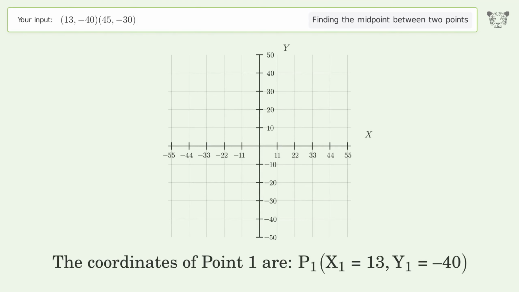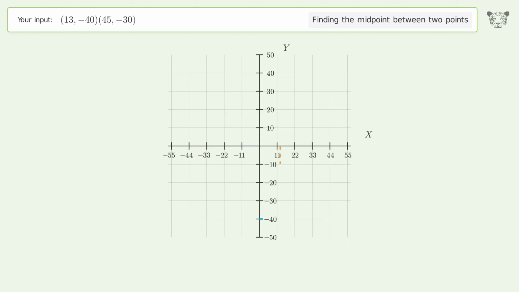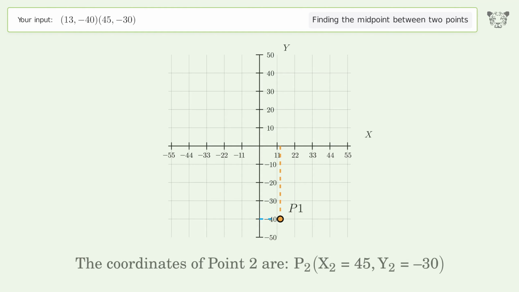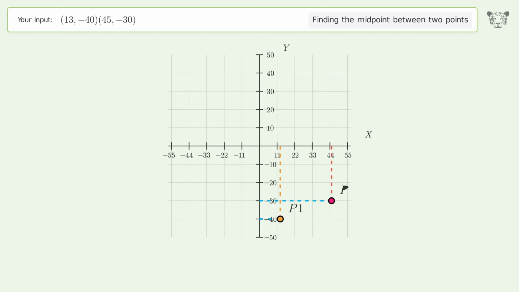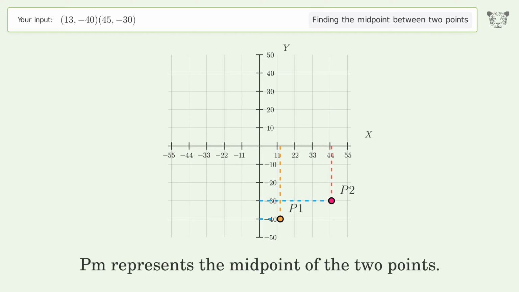The coordinates of point 1 are x1 equals 13, y1 equals -40. The coordinates of point 2 are x2 equals 45, y2 equals -30. PM represents the midpoint of the 2 points.